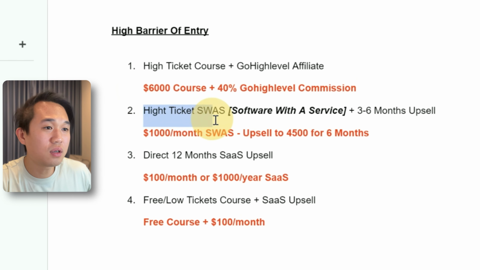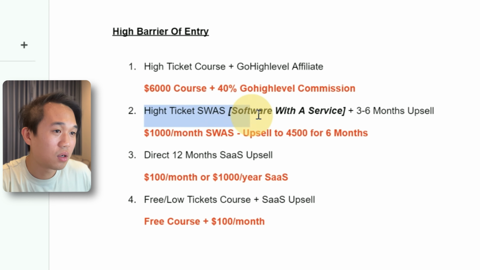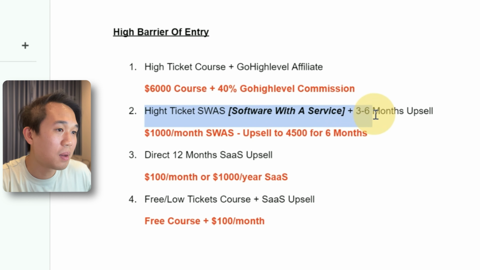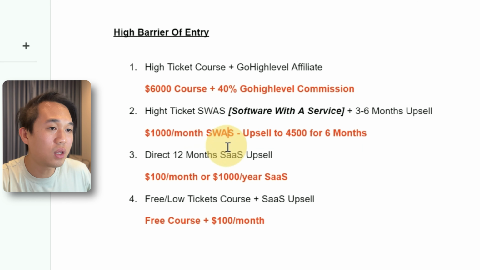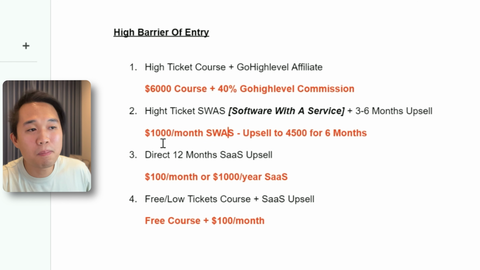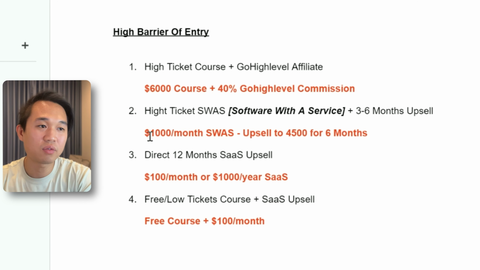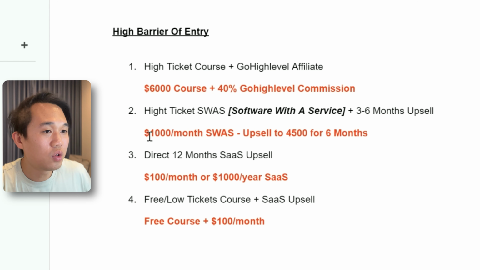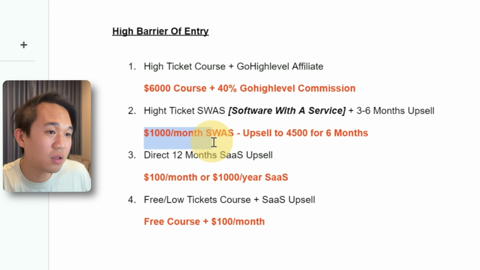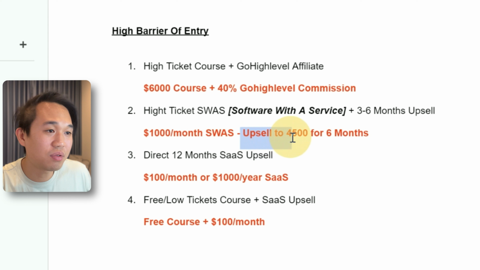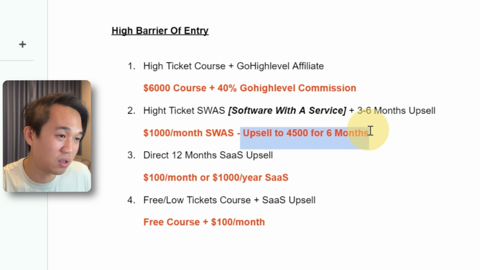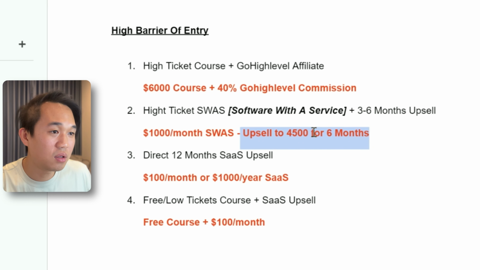So the second option is what we call high ticket SaaS, right? Software plus a service plus 3 to 6 months of software upsell, right? So what that means is that if you have $100 per month, right? Just software. If you integrate that with a service such as video editing, again, Facebook ad, you can up that to $1,000 a month instead of $100 a month. And then you can upsell that for $4,500 for 6 months, right? So this is like a discount.